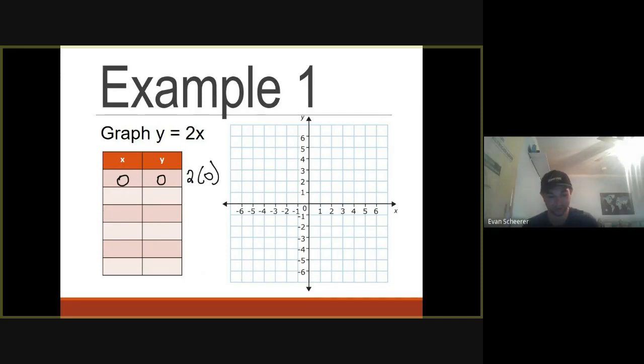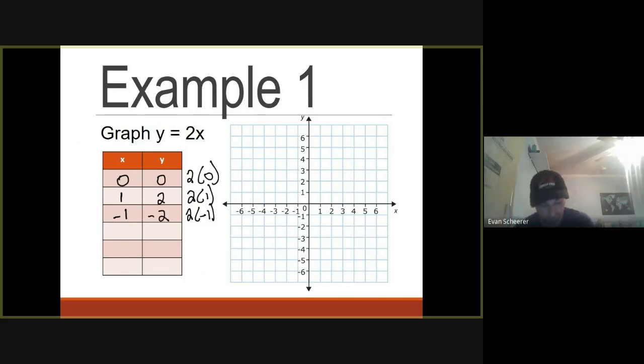Second number that I'm going to put is a 1. 1's pretty easy. So then I'm going to do 2 times 1, and 2 times 1 is just 2. And then I'm going to put a -1. I think -1's pretty easy too. So 2 times -1 is just -2. So I could put more points, but I don't need to. Remember, I only need 2, and I did 3.